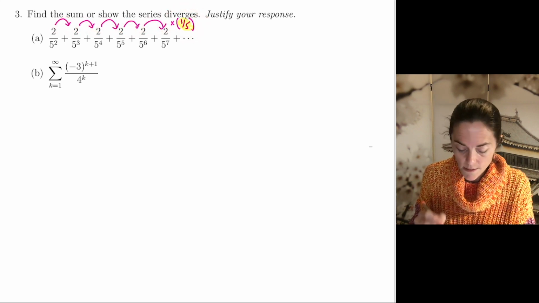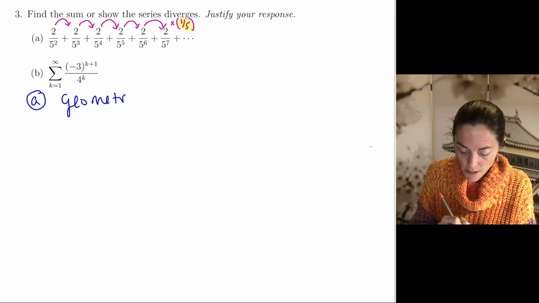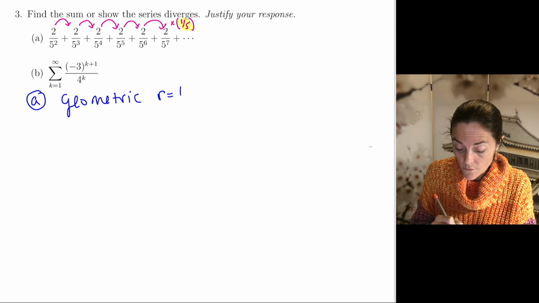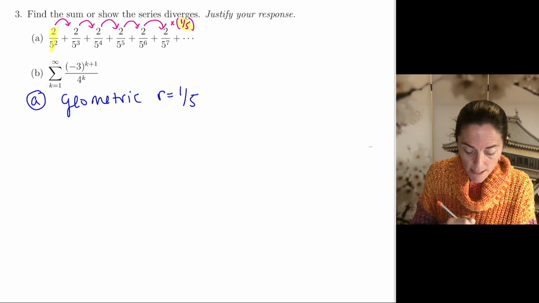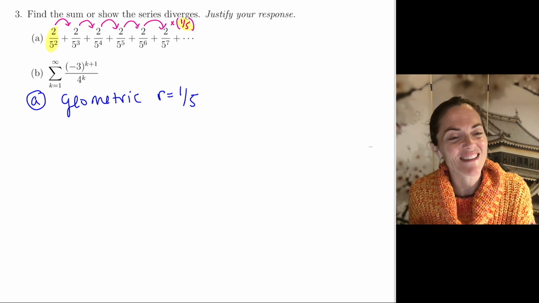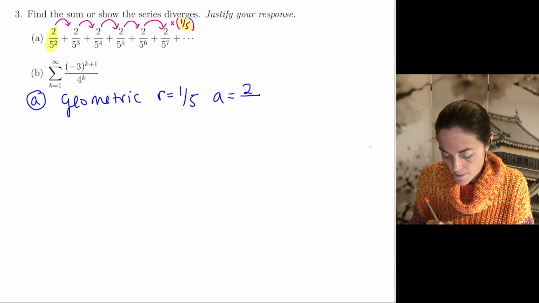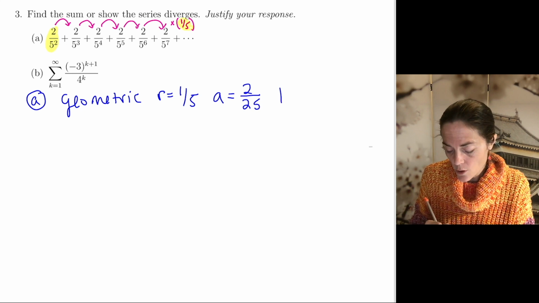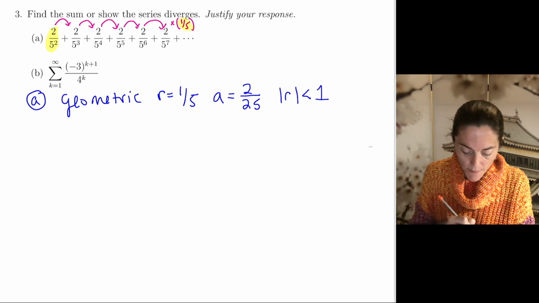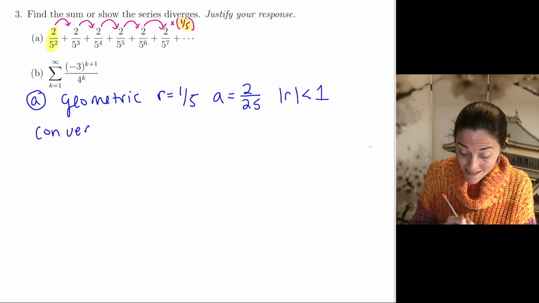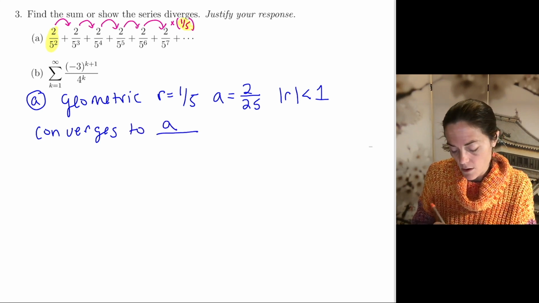Okay, so let's get started on letter A. This is geometric, definitely. My r is 1/5. Now, my initial term, this is not too hard to see. It's just right here. It's the very first term that you see. My initial term, a, is 2/25. Well, we note that absolute value of r is 1/5, which is less than 1. And so this geometric series converges. We are asked to find the sum though. And so this converges to a/(1 minus r).